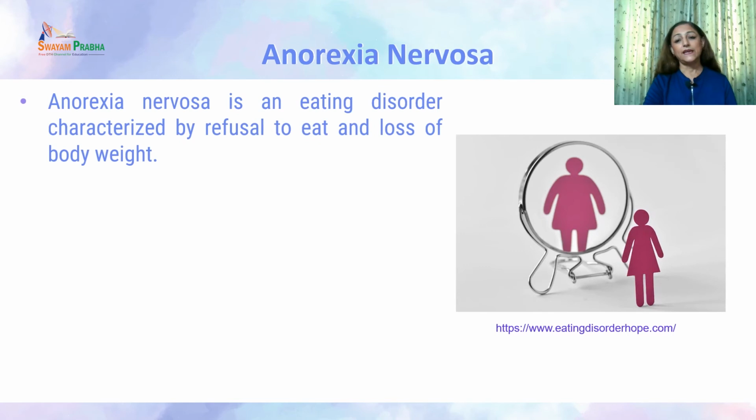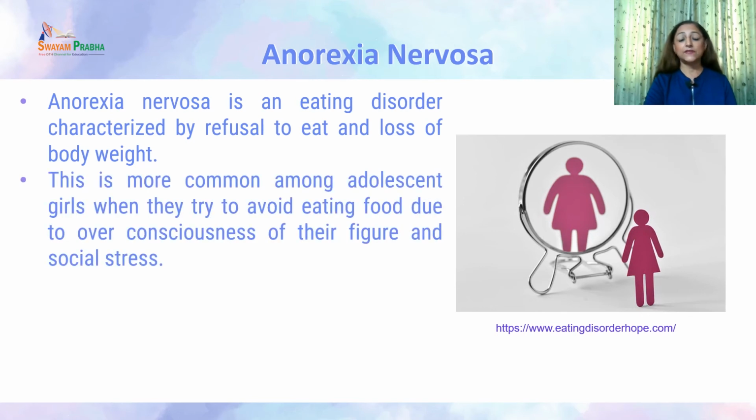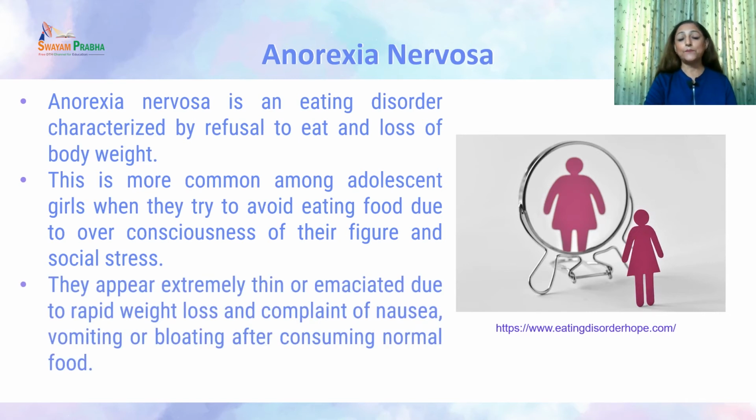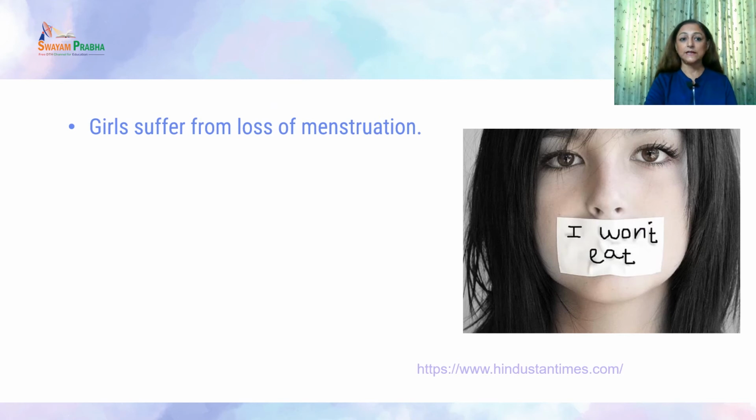Anorexia nervosa is another eating disorder. It is characterized by refusal to eat, and there is a huge loss of body weight. This is more common among adolescent girls when they avoid eating food due to over-consciousness of their figure and social stress. They appear extremely thin and emaciated due to rapid weight loss, and they complain of nausea, vomiting, and bloating after consuming normal food.